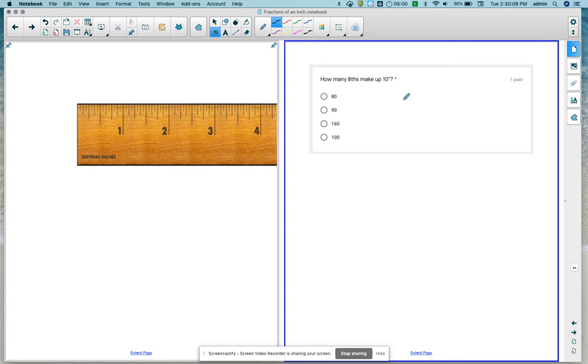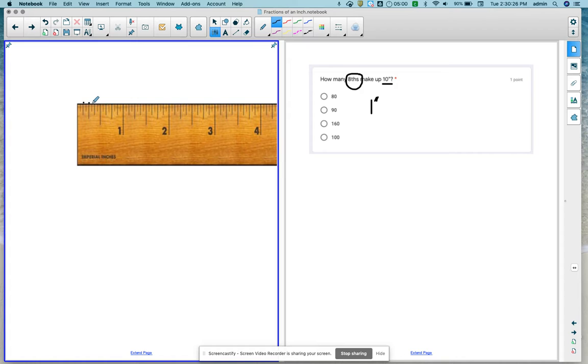Then you had a question like this: how many eighths make up 10 inches? Well, before we worry about 10 inches, we really need to figure out how many eighths are in 1 inch. So now if I think about this, I have 1, 2, 3, 4, 5, 6, 7, 8. Well, that also makes sense, because if your whole is split up into 8 pieces, they would be called eighths. So we didn't really have to count those. We know that there were 8 pieces.